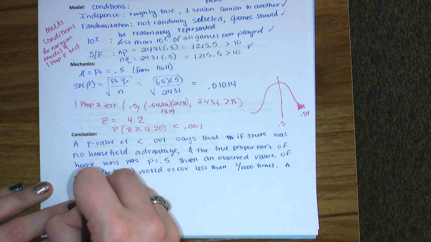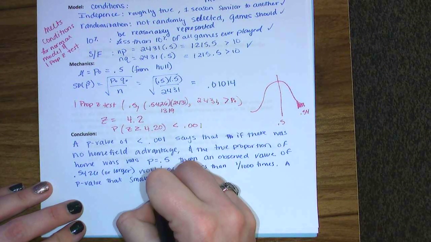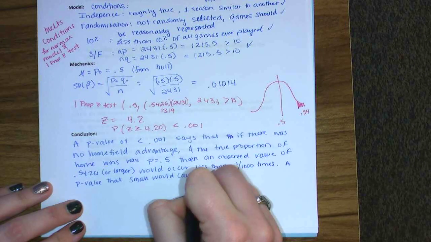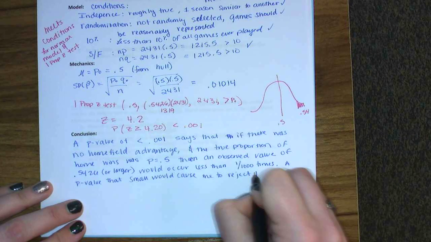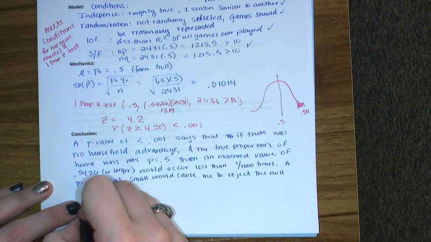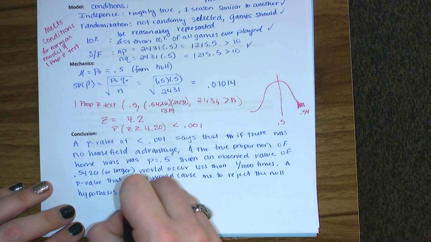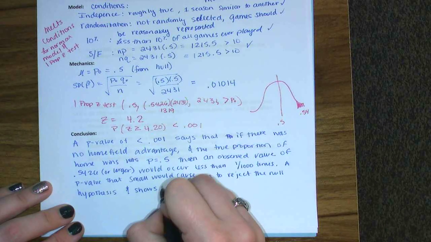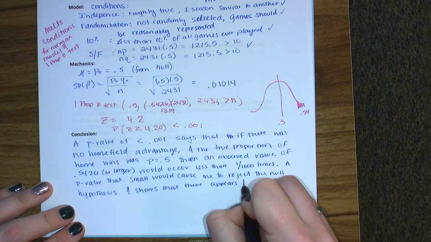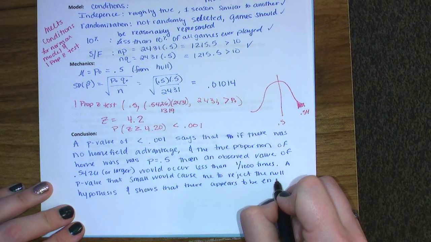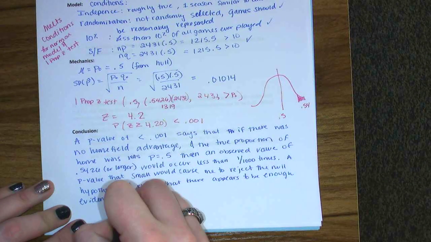A p-value that small would cause me to reject the null hypothesis and shows that there appears to be enough evidence of home field advantage.